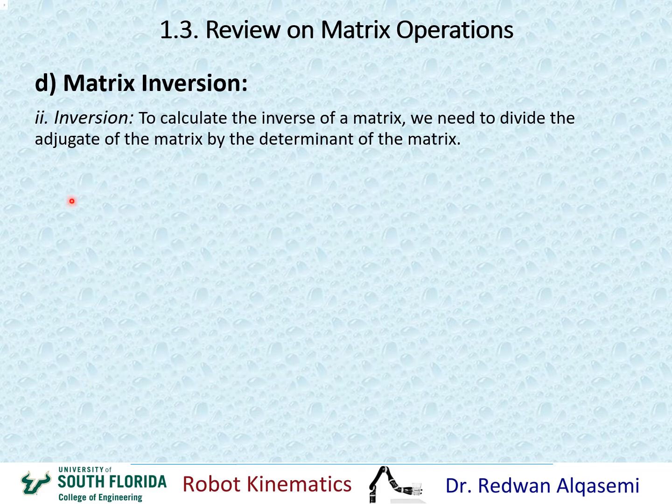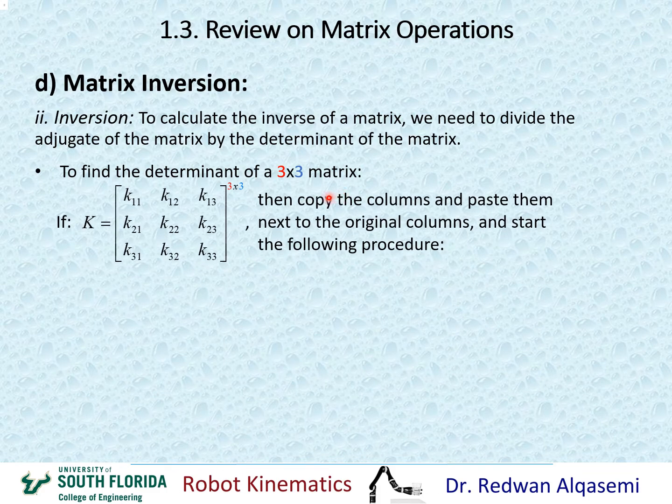Now moving on to the case when we have 3 by 3 matrices. Again, we're going to see how we can find the determinant of a 3 by 3 matrix and the adjugate of a 3 by 3 matrix. So let's start with the determinant of a 3 by 3 matrix. Let's suppose, for example, we have a general case here where K equals this 3 by 3 matrix, K11 all the way to K33.